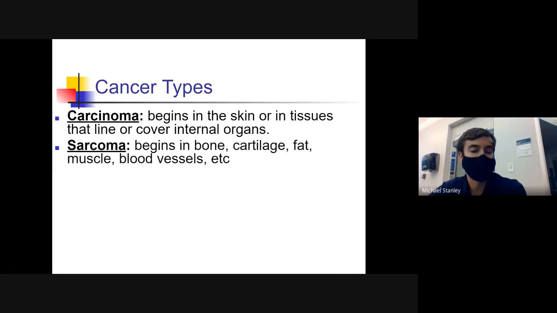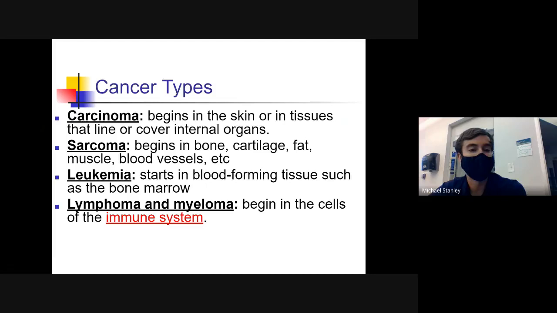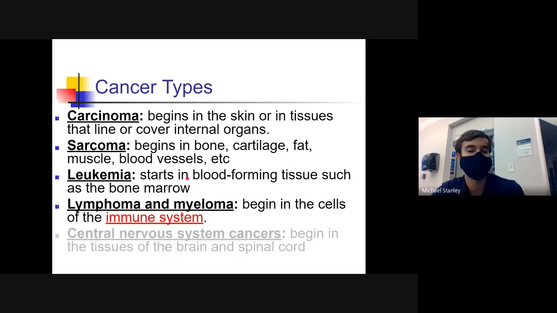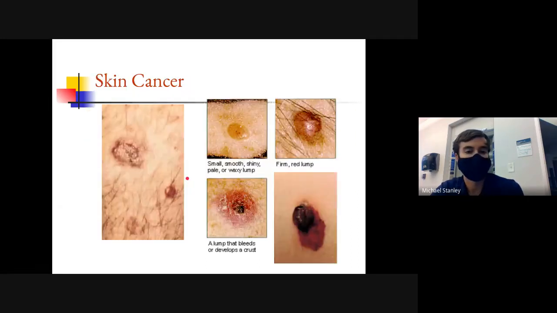I'm not going to go through the different types of cancer. Basically, the names for different types of cancer come from where they're found on the body. So like a carcinoma is when it starts off as a skin cancer or the tissue that lines the internal organs. Sarcoma begins in muscles and blood vessels. Leukemia happens in bone marrow, is normally where that begins, so on and so forth.